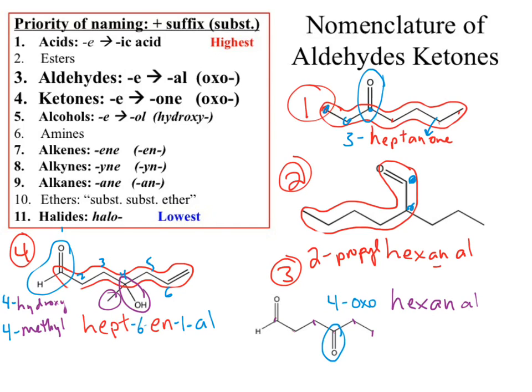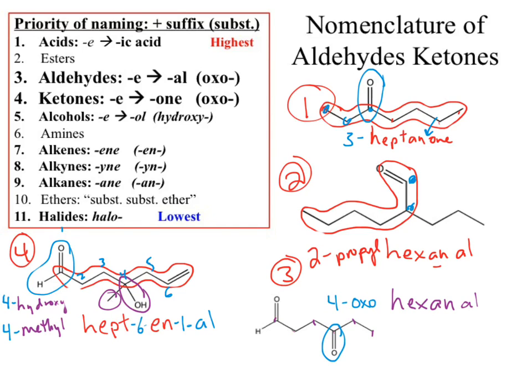So what we would end up with is 4 hydroxy, 4 methyl, hept 6-ene al. Okay? The order on that, hydroxy needs to come before the methyl because of alphabetical order in that respect. Does that answer the questions? I believe that was Will and Ryan that asked for those two. You guys okay with that?